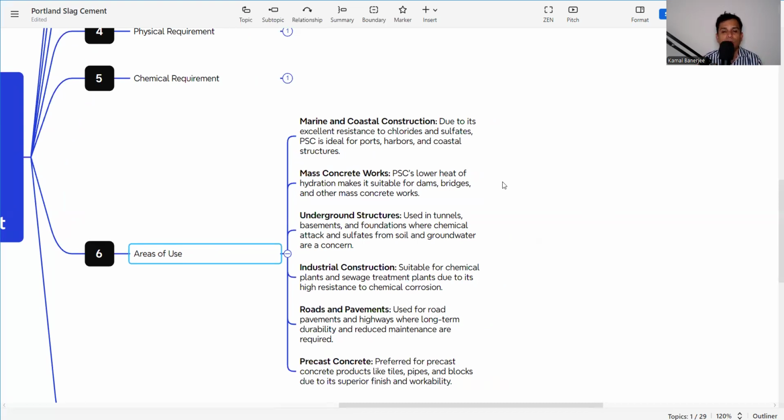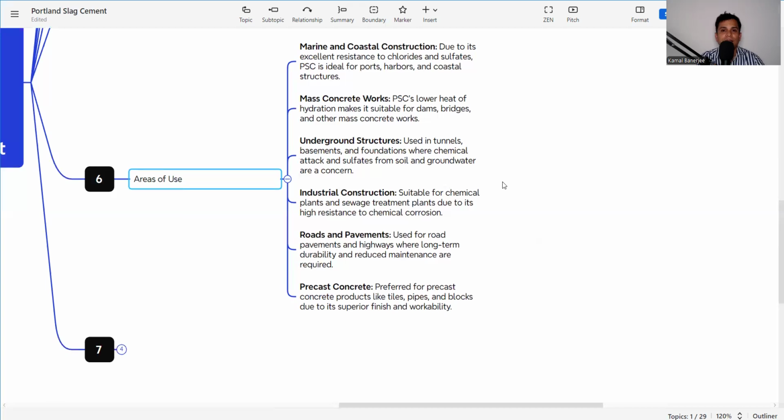What is happening in the mass concrete? The core temperature becomes high, and the surface temperature becomes low. As per IS 16700, the core temperature in mass concrete should not exceed 70 degrees, and the temperature gradient between the core and the surface should not be more than 20 degrees. If that happens, then thermal cracks will be generated inside the concrete. So to reduce the heat of hydration or the heat generation, PSC is ideal for mass concrete.